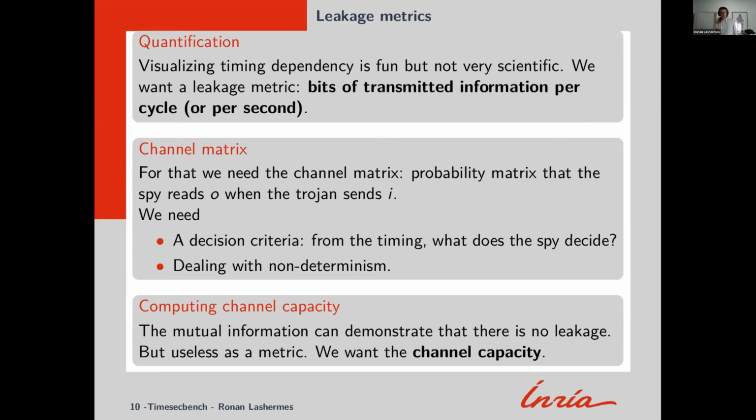From the channel matrix, we usually compute the mutual information, but it can only demonstrate that there is no leakage, and it is useless as a metric. It won't give you relevant information on the degree of your leakages. For that, we need the channel capacity, which is hard to compute in a general setting, but it can be approximated.